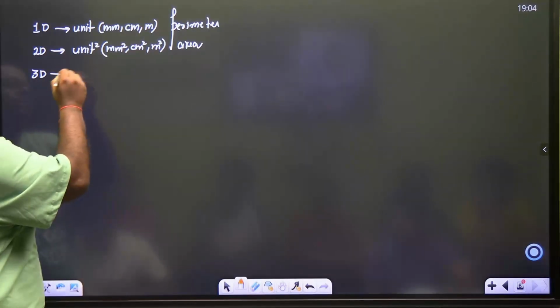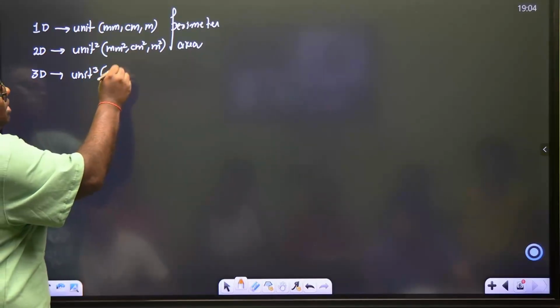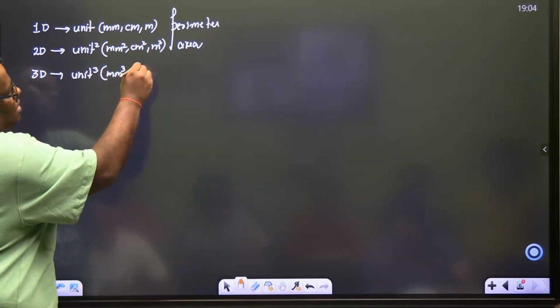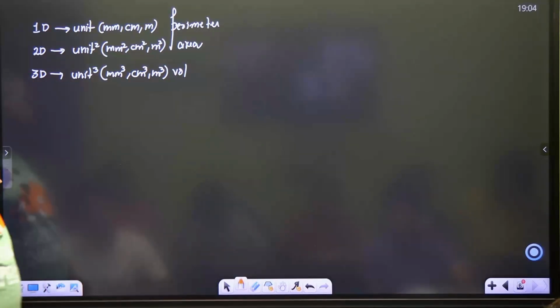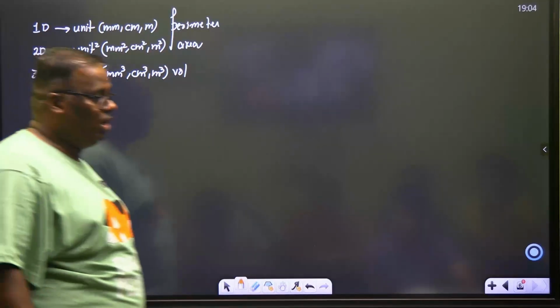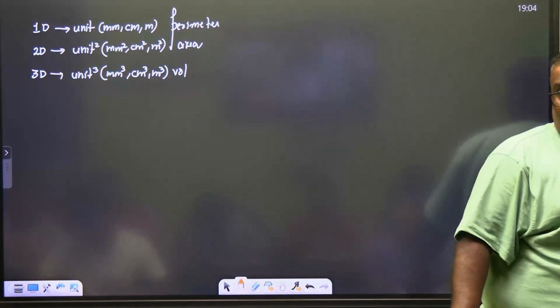3D comes with unit cube. So here our answers will be mm cube, cm cube, meter cube, and we would be dealing with something called volume. Now, the meaning of the word and the difference between the terms volume and capacity, right?